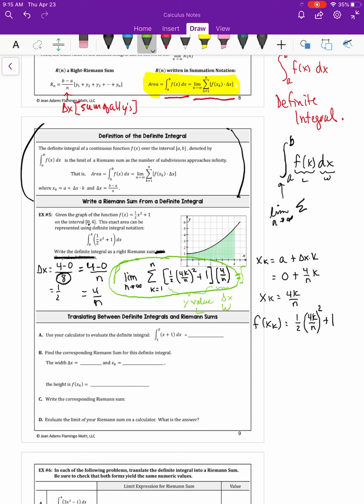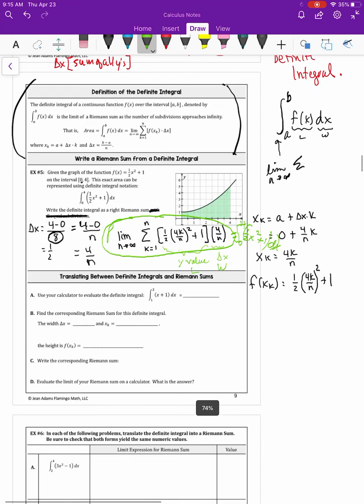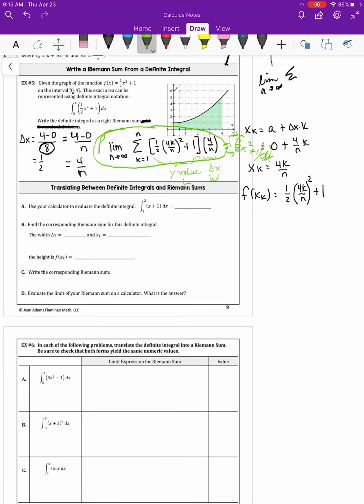And this is your delta x, right? So this is like your length times width, your length times width, your length times width. And this is equivalent to, I should say, this is a straight equal sign, the integral from 0 to 4 of 1/2 x squared plus 1 dx. Exactly equal to that.